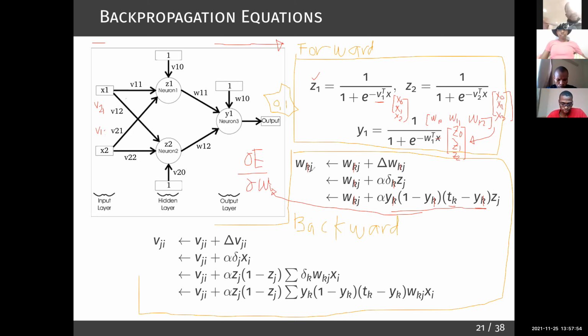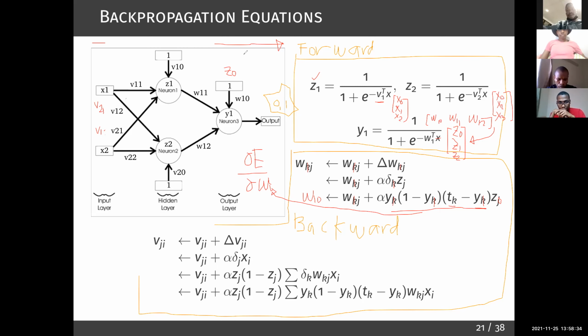Okay. So now what is J? You remember you have J, this is W10, W11, and W12. So what is ZJ? It depends on what your W is. If you're looking at W10, then it will be Z0. Where is Z0? This one, this is Z0. The bias.